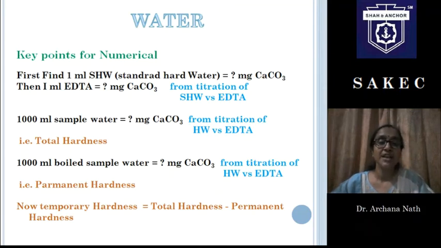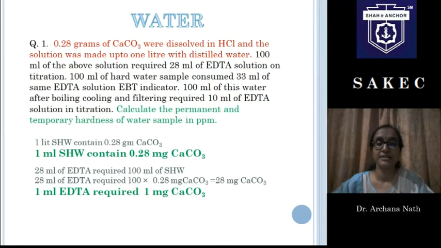The third step, we will find out how much calcium carbonate, in milligrams, is equivalent to 1000 ml of boiled sample water. That is our permanent hardness. So the first step is to find out the amount of calcium carbonate in milligrams equivalent to 1 ml EDTA. And the last, temporary hardness is equal to total hardness minus permanent hardness.